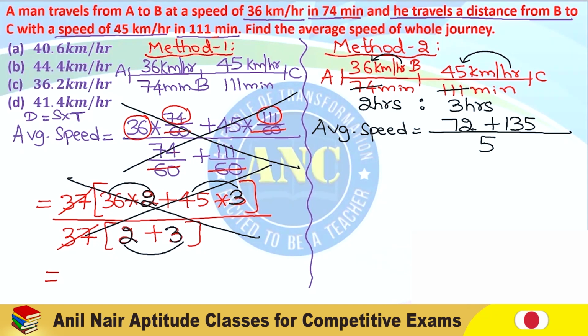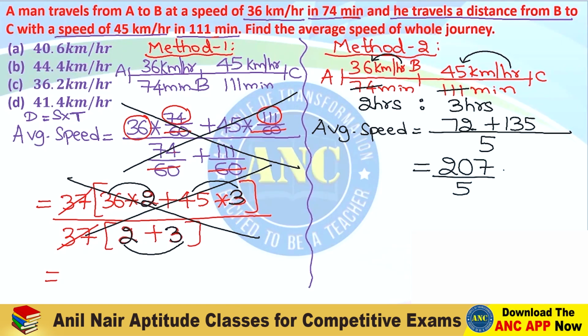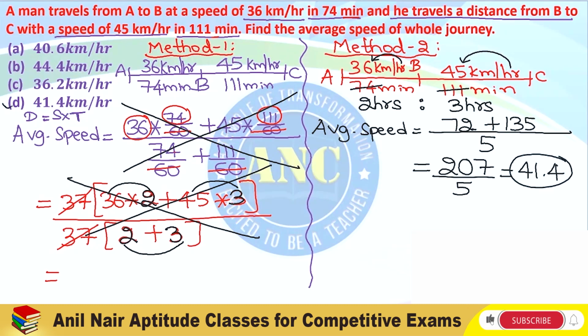So fast, so quickly, by using the concept of ratio. Take the time ratio and calculate it. No need to worry about it at all. Finally, you will get the answer so easily. If you calculate this, 130 plus 70 is 200, so 200 plus 7 is 207. 207 divided by 5 is 41.4. The answer should be 41.4 for this question, which is option D.